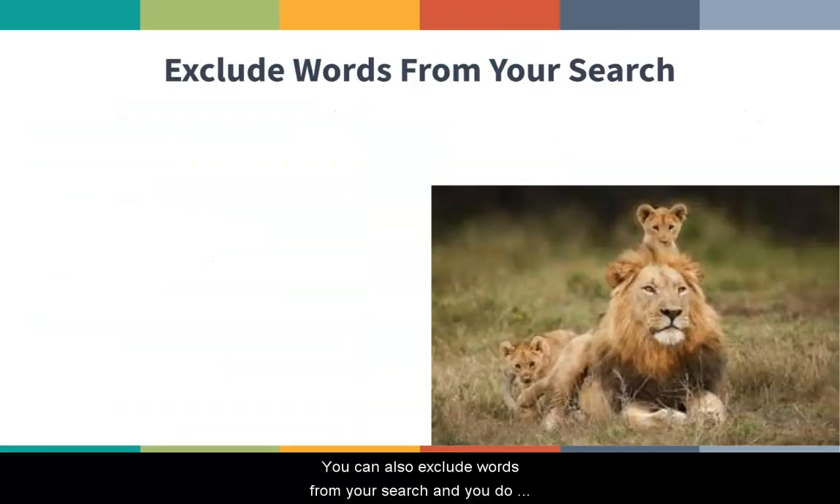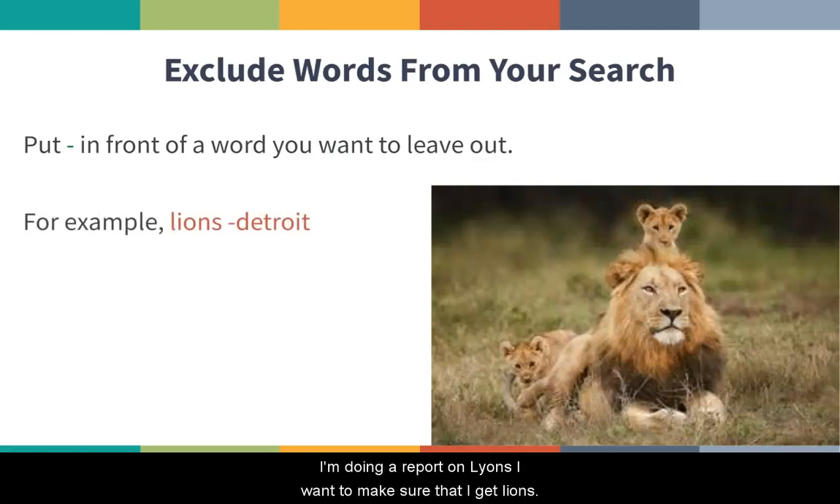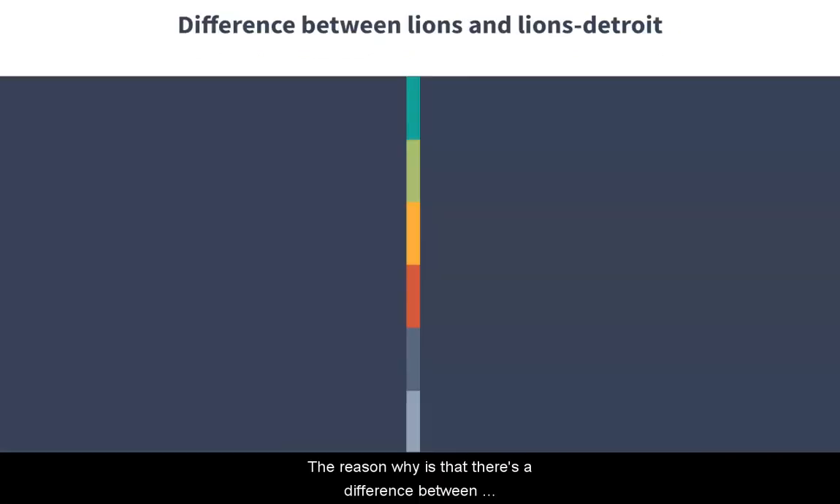You can also exclude words from your search, and you do that by putting a dash or the minus sign in front of a word that you would like to leave out. So for example, let's say I'm doing a report on lions. I want to make sure that I get lions. I don't want anything to do with Detroit, so I would put lions minus Detroit. The reason why is that there's a difference between lions and lions minus Detroit.